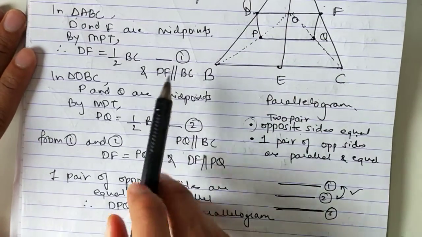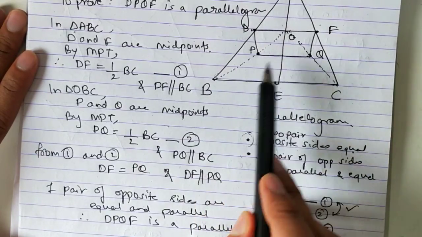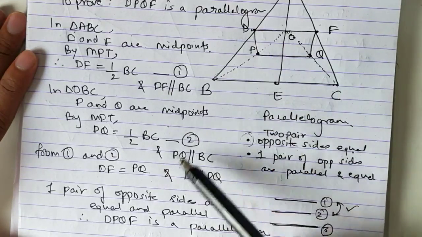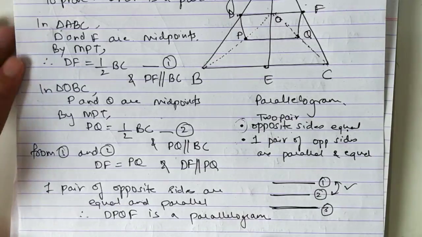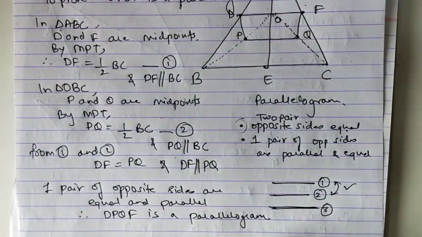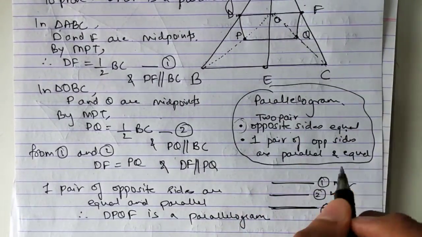This is smaller. The DF is half of BC, DF is parallel to BC, PQ is half of BC, PQ is parallel to BC. So that means they both are parallel and equal. So I can say that DPQF is a parallelogram. Copy the sum. Don't copy this. This is rough part. You can copy it somewhere else.